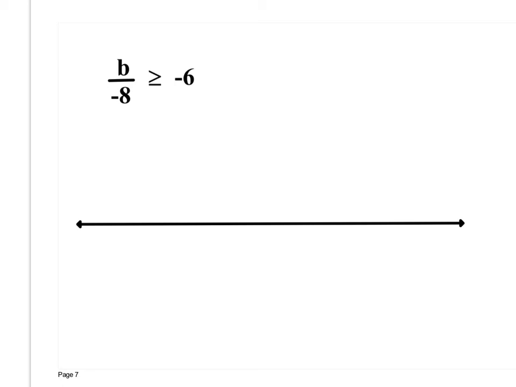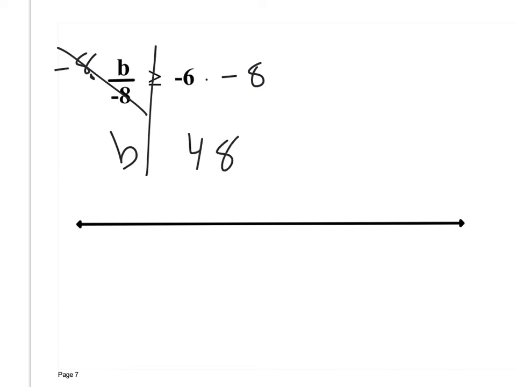b is divided by negative 8, so I would times both sides by negative 8 to undo that. b drops down. What is negative 6 times negative 8? Huh? What is it, Alan? 48, good. Sierra, my sign at the top is greater than or equal to. What does it need to be at the bottom?